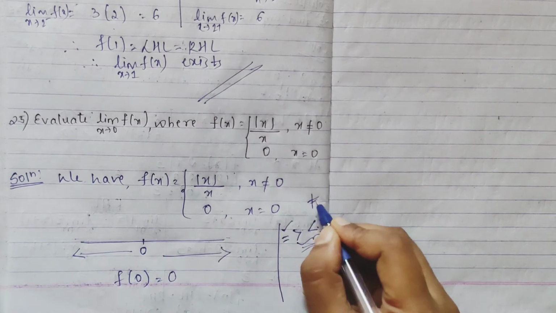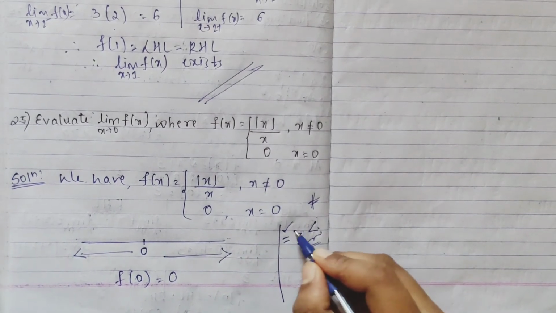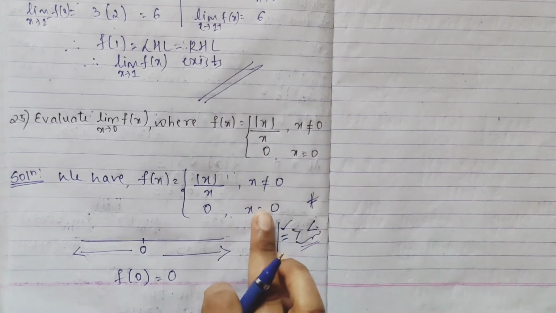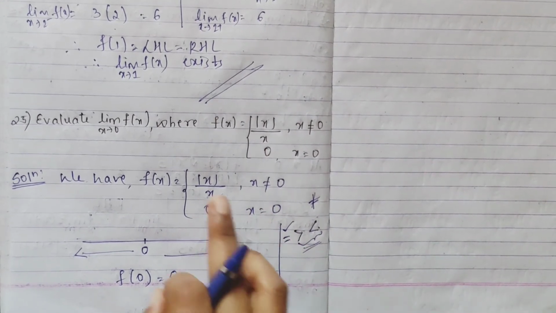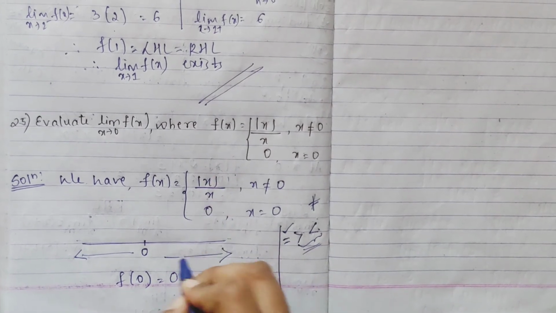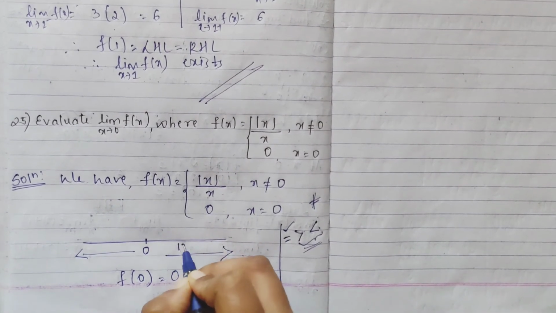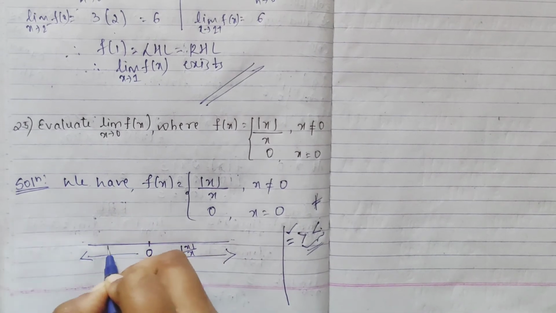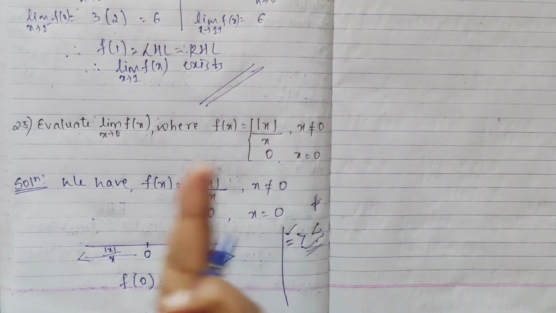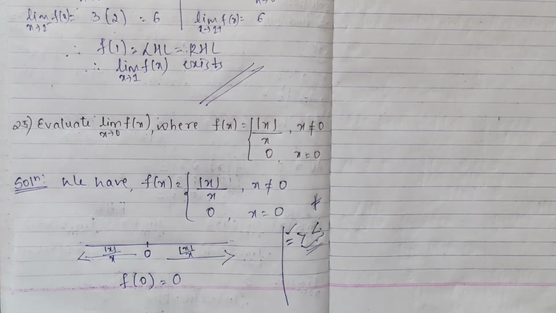When they are telling x is not equal to, it is obvious that it is nothing but greater than and less than. For x is equal to 0 they have already defined, and here for x not equal to 0 it is mod x by x, which means for your right hand side it is mod x by x, and your left hand side also it is mod x by x. Your function for your RHL and your LHL will be the same.